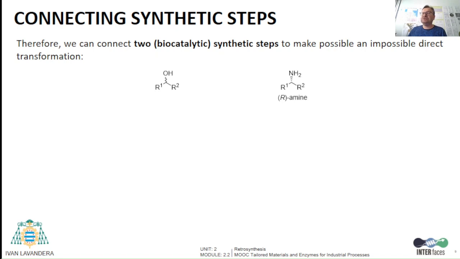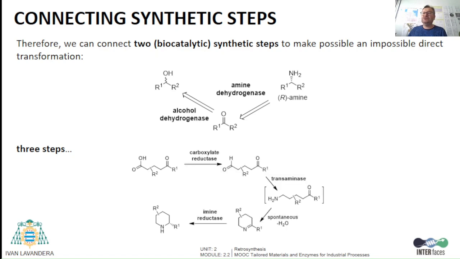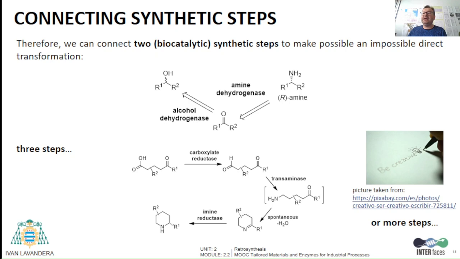Thus, having in mind the different biocatalytic possibilities that can be applied, we will be able to design efficient retrosynthetic approaches, thus generating transformations that are not possible in just one single step. For instance, we will be able to combine two biocatalytic steps to transform racemic alcohols into chiral amines by merging two different oxidoreductases, or three steps to synthesize chiral nitrogenated heterocycles from keto acids through the combination of two different oxidoreductases and one transferase. Or we can plan retrosynthesis involving even more biocatalytic steps.